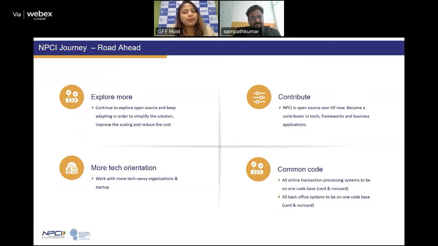We are primarily an open source user as of now. We want to also start contributing to the open source community in terms of giving tools and frameworks. And we are also planning to give some of the business applications as open source. We just started that conversation, and we are at the initial stage. You are going to hear of some business application from NPCI being made open source for the entire ecosystem to consume. And we want to be associated with a lot of tech savvy organizations, and in fact a lot of startups as well, because that is where you get to see a lot of new ideas and new technology.